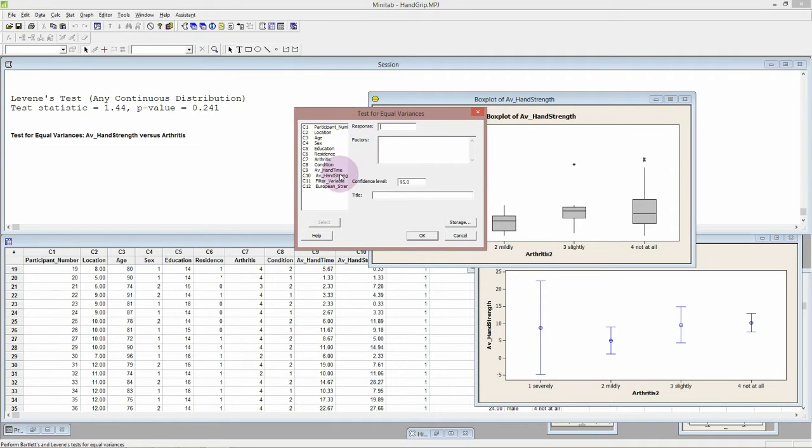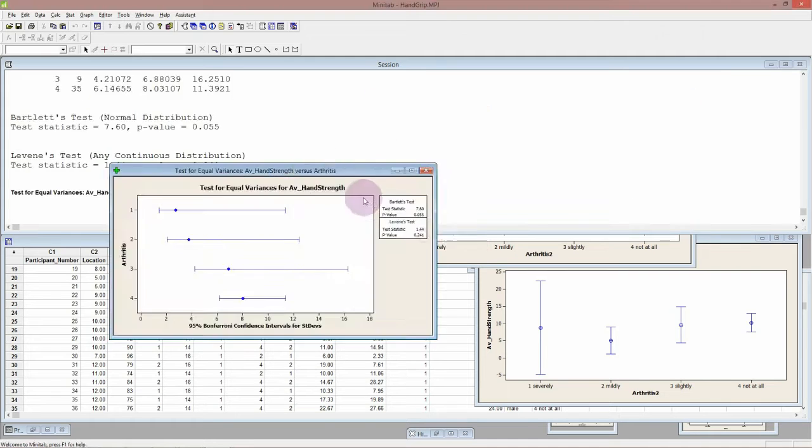So the response is average hand strength. If we were looking at hand time, then we could do that one instead. In this case, we've been looking at arthritis. Confidence level of 95 is fine. You can give it a title if you want. It depends whether or not you're going to need the plot. You can always change that afterwards.